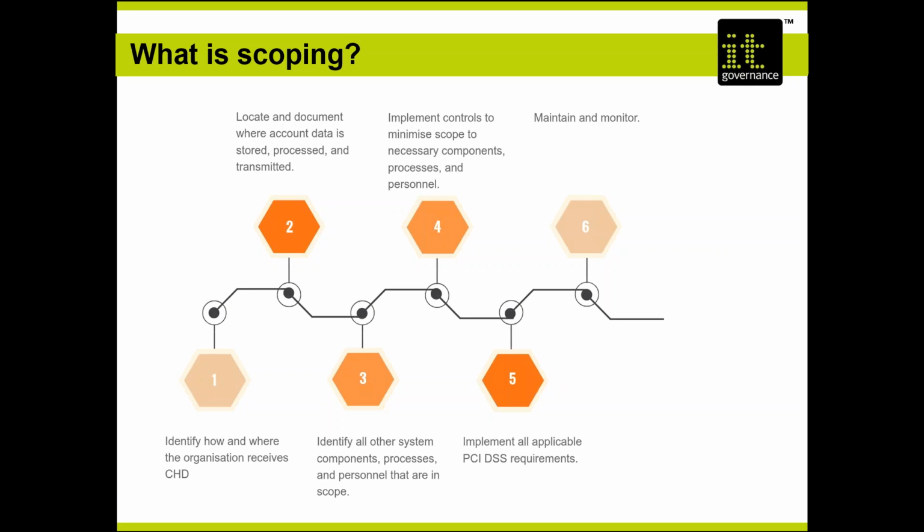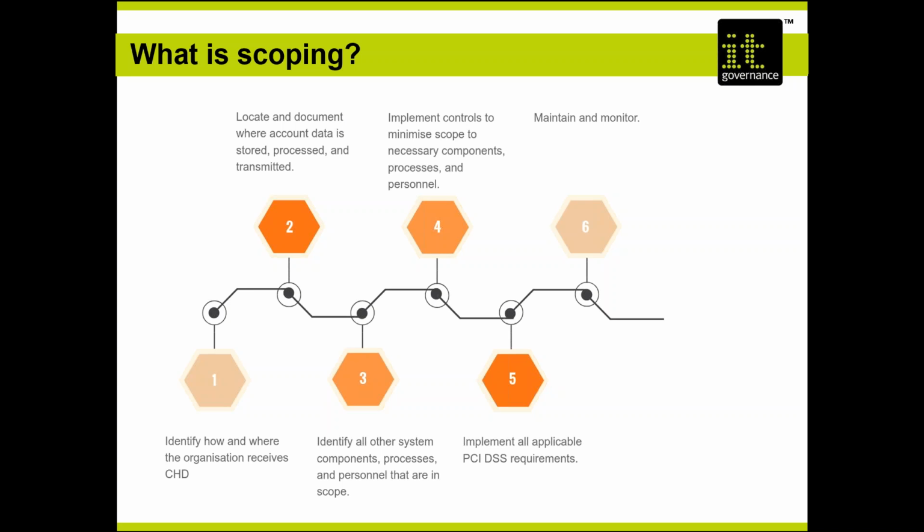So when we look at how you approach it through this step-by-step approach, step 1 is you're going to identify where the organization receives cardholder data. You're then going to locate it at rest, where it's transmitted, and then you're going to be able to identify those systems that store, process, or the people that are used to handle that cardholder data. And with this growing picture, you'll have more and more systems that come into scope, and you'll be able to make a decision.